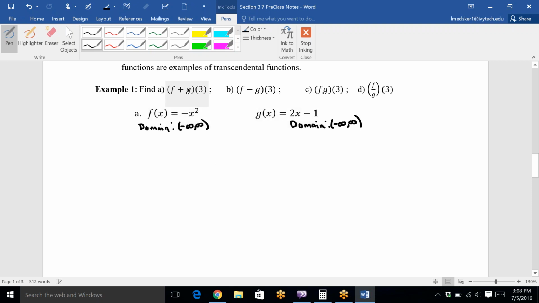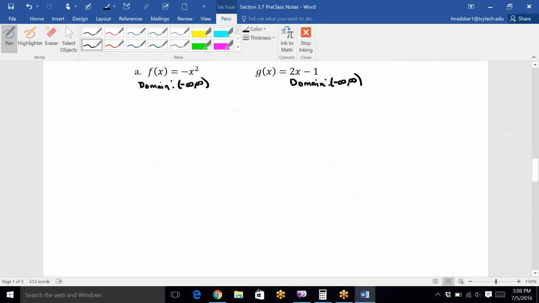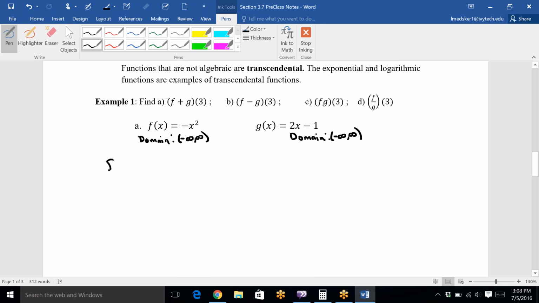So that helps us with doing parts A, B, C, and D, because to know whether or not we can actually do this problem, we need to first of all figure out what each of these operations would look like, and then we have to ask, can 3 be plugged in? So let's figure out what f plus g would look like. Then we can worry about plugging 3 in for it.